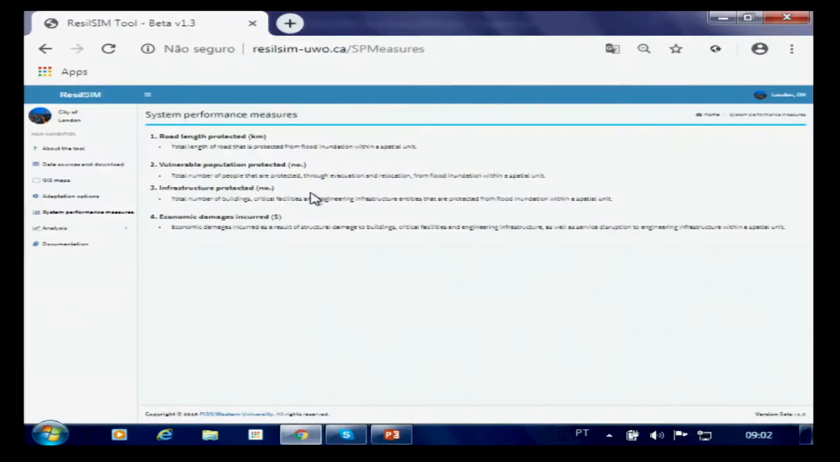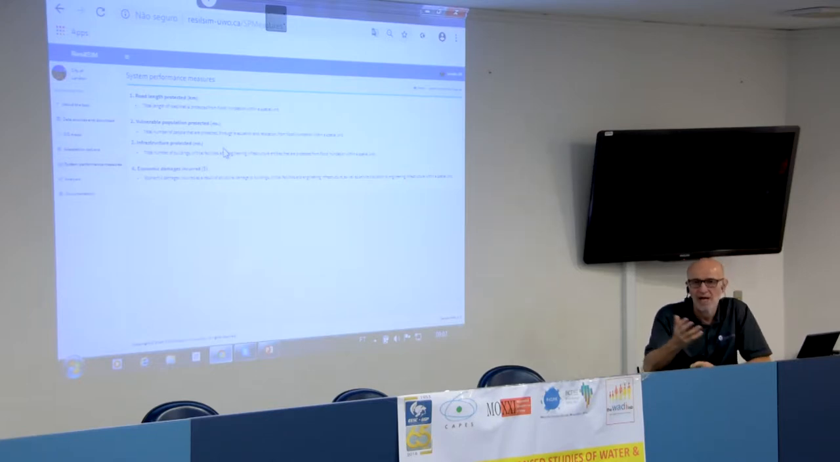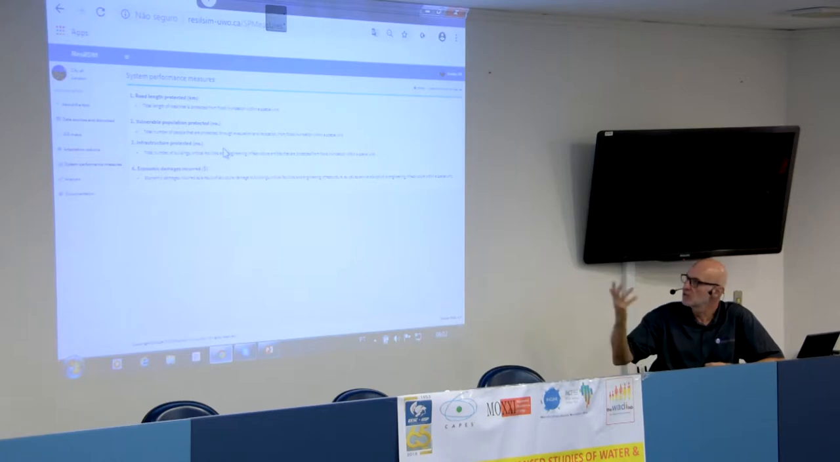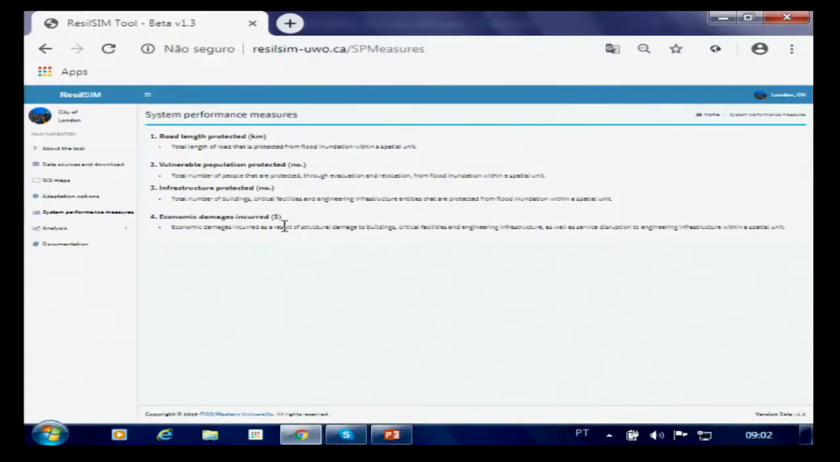The third set of performance measures was related to infrastructure protection, and we decided to use the number of buildings as a measure. This is really the highest possible level. Obviously there are differences between the buildings and their use. This is where you can expand and add the value of the building, add the interruption to functioning if the buildings are commercial, and things like that. So there is an opportunity to really expand this list significantly if you want. And the final one that we selected is the economic damage incurred, so basically the total number of dollars of damage due to the inundation.